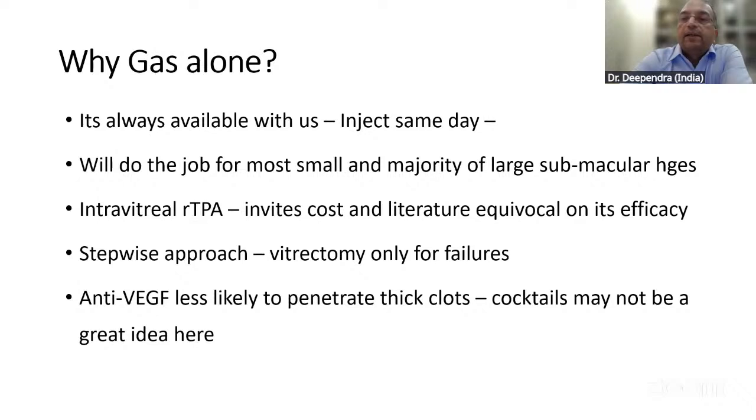Subretinal TPA definitely works significantly well, but the amount of displacement you get with or without intravitreal TPA is unclear, because most studies still use pneumatic displacement with intravitreal TPA. So how much difference it makes still needs to be proven. And the most important reason why I hesitate to give intravitreal TPA is that you can always go for a stepwise approach, go for pneumatic displacement as first line.